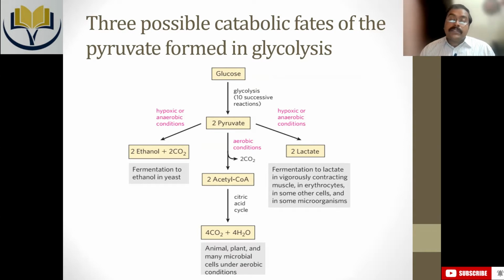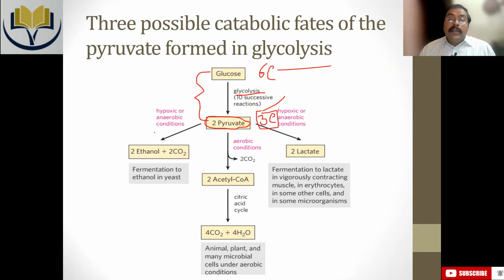So pyruvate has some importance because depending on the condition of the body, the pyruvate can go under different kinds of reactions. So here we are talking about all these things. So now, as we already know, glucose after the process of glycolysis, which has 10 reaction steps, converts into two molecules of pyruvate. Glucose is a 6 carbon sugar, pyruvate is a 3 carbon sugar.